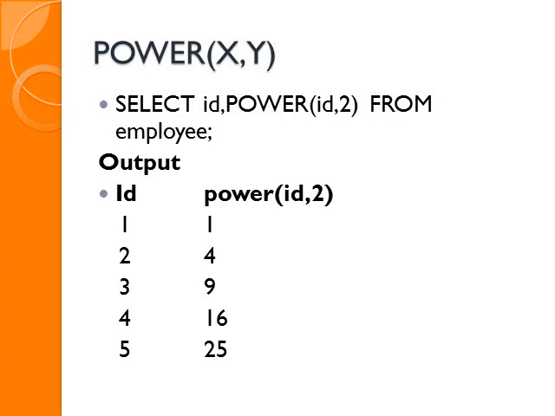SELECT ID, POWER(ID, 2) FROM employee. Here you can note down that the power function can be used as POWER or POW, both. So SELECT ID, POWER(ID, 2) FROM employee. Output is shown in the slide. Whatever the ID is, its power raised to 2 is displayed as the output.